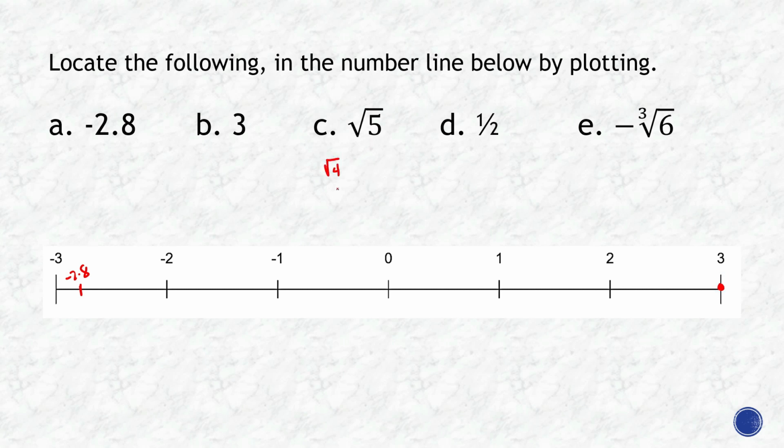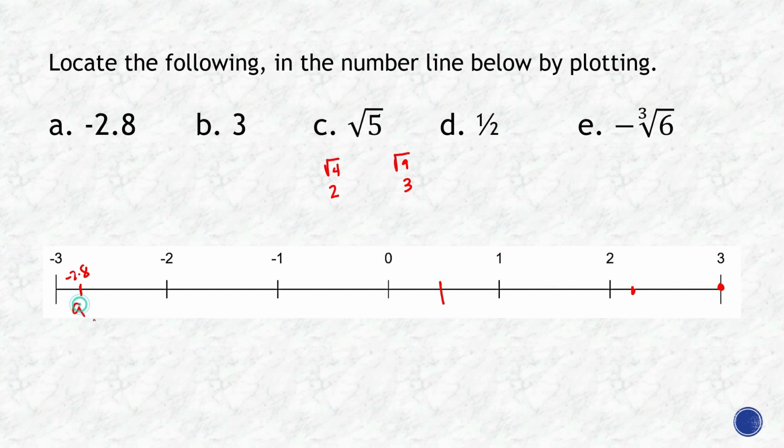that's near the square root of 4, and the square root of 9. Square root of 9 is 3, square root of 4 is 2, but this is close to the 2. So I'm just going to guess this. We can just say that it is somewhere here. So for 1/2, it's obviously right here.